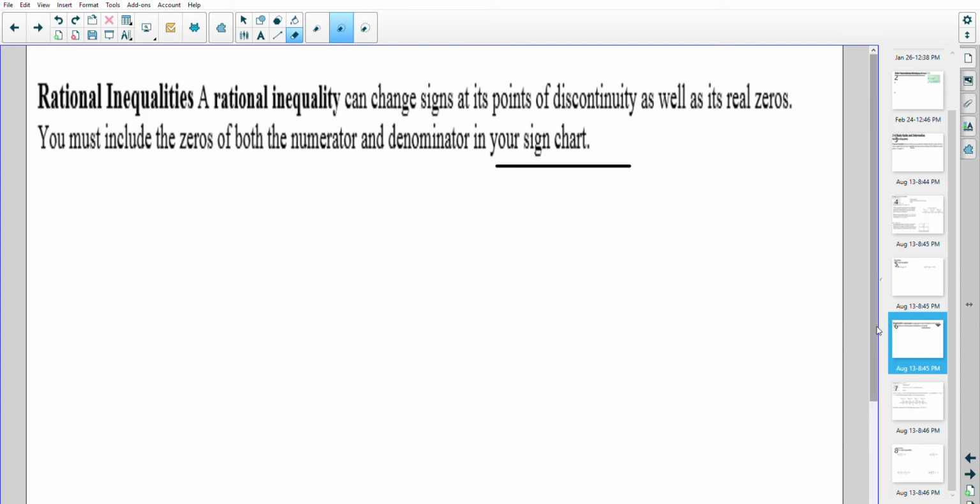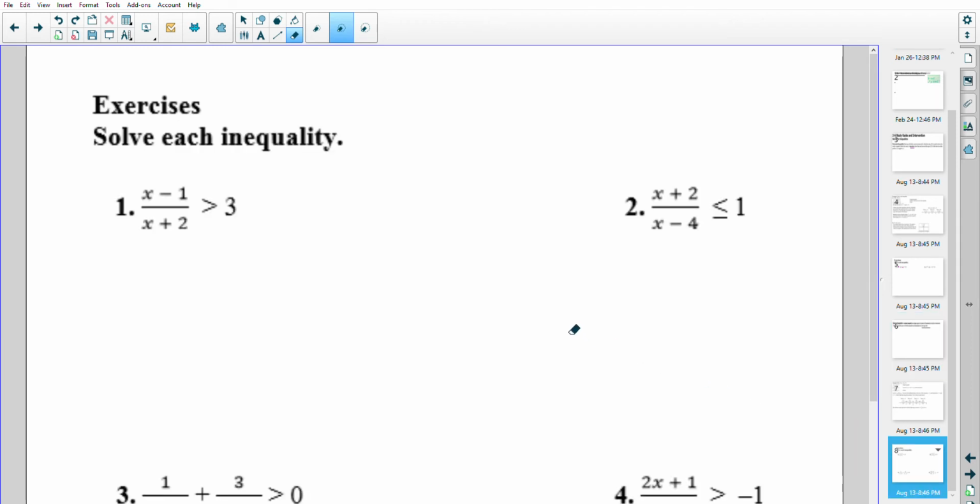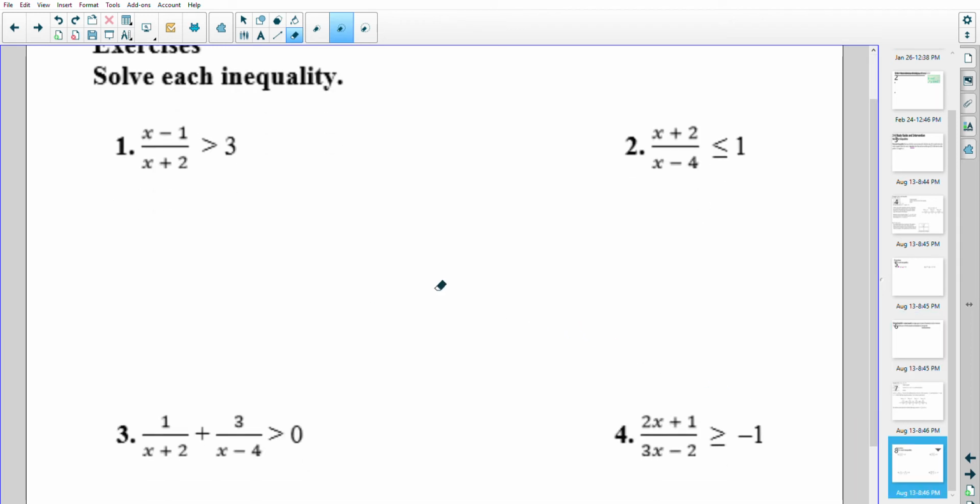Solving a rational inequality means that you also have to use the sign chart, but you have to do so when the denominator equals 0 as well, which means that the overall function would be undefined. So to do these types of problems, I'm going to look at two different ones.